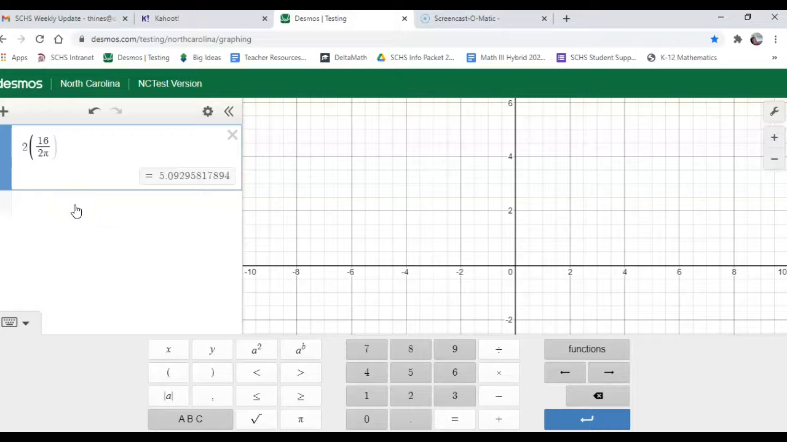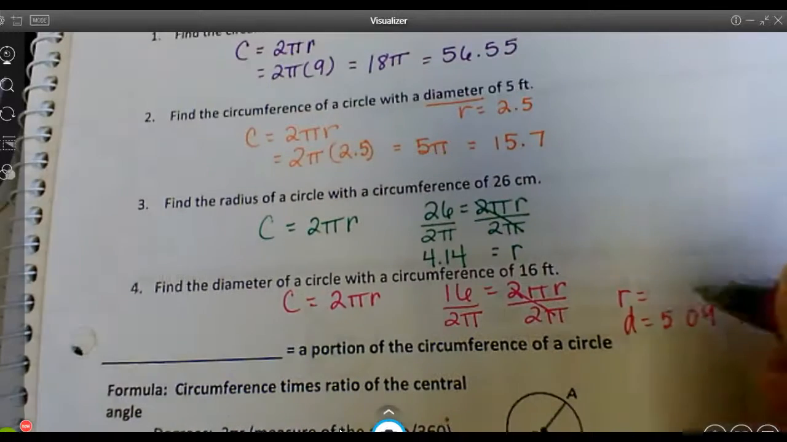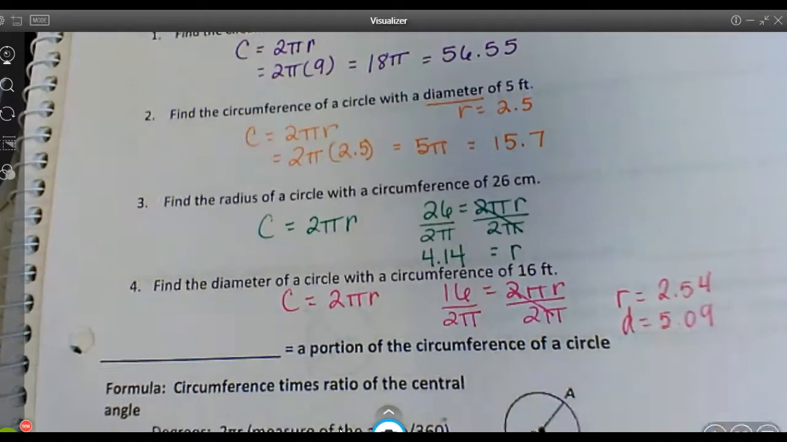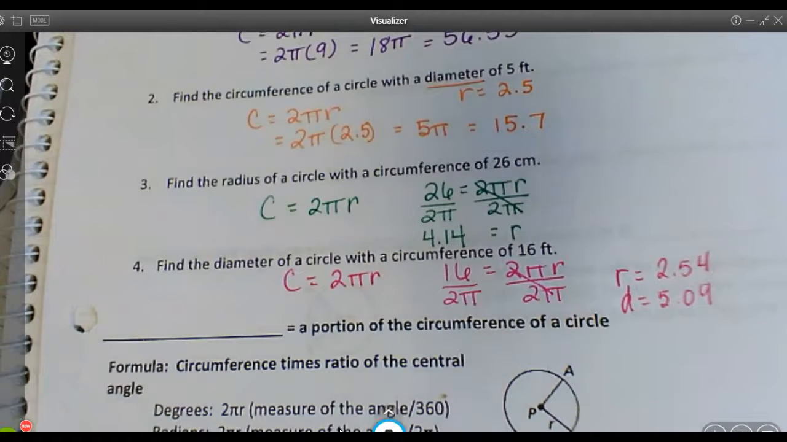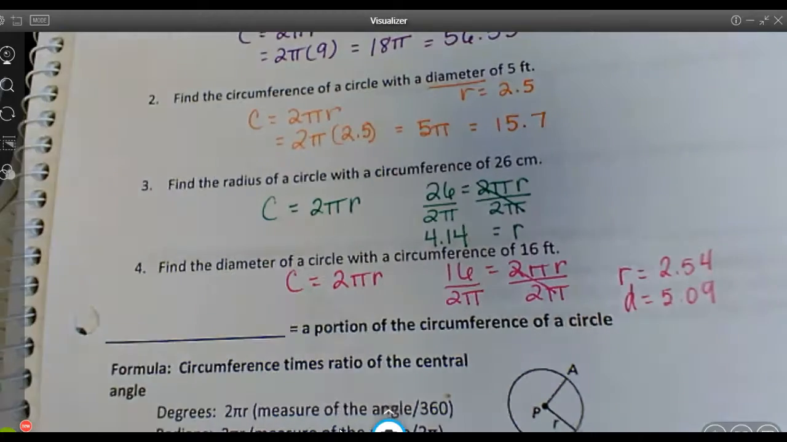I'm going to write that down. Let me go back and write down what that radius was, 2.54. So the radius was 2.54, and then we multiplied it by 2, we got 5.09. So just be careful whatever it's asking for, if it's asking for the diameter or the radius when you're finding it.